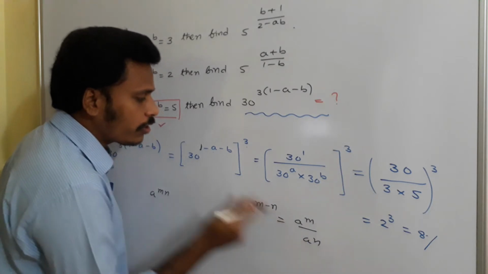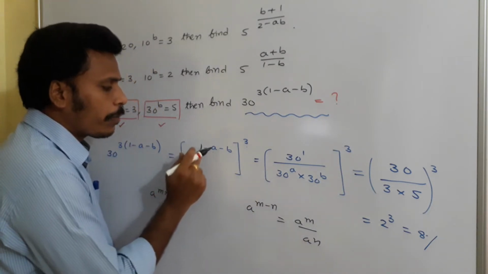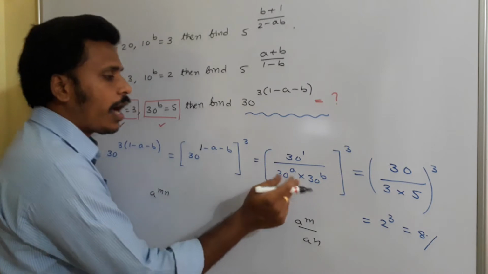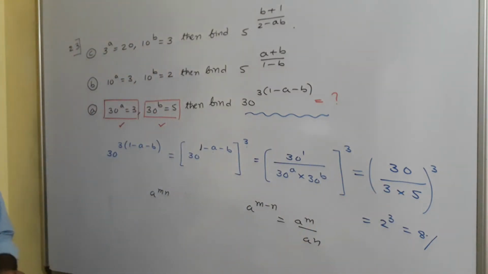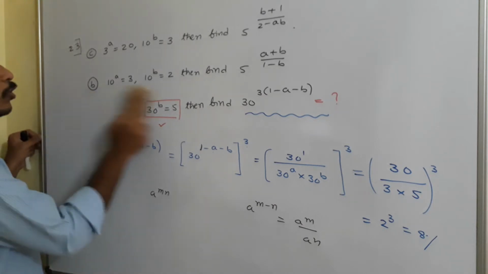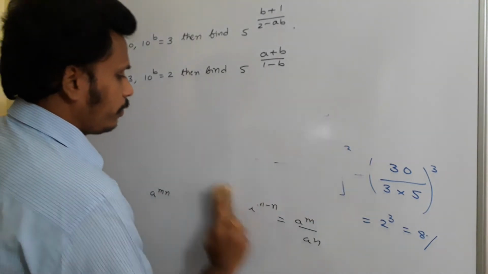With that logic, I just rewrite this 30 power 1 minus a minus b like that, and by using the given exponential values, at the end our answer is 8. Okay, then think about part b of this 23.